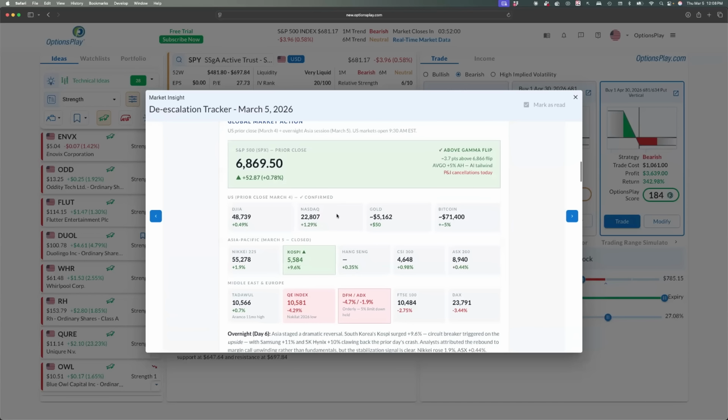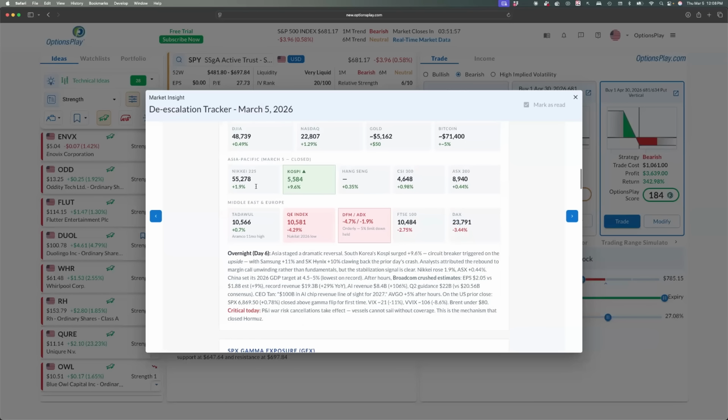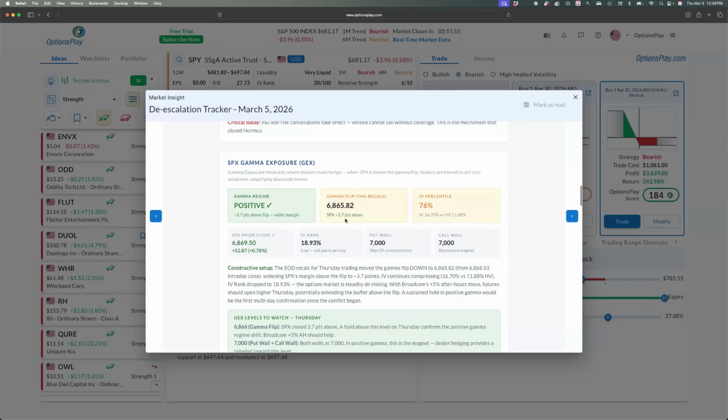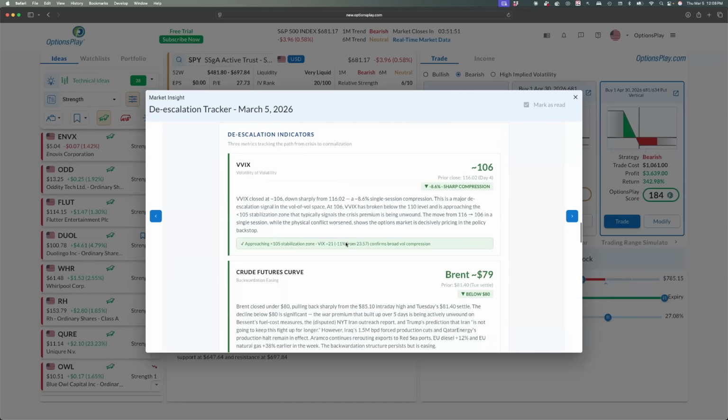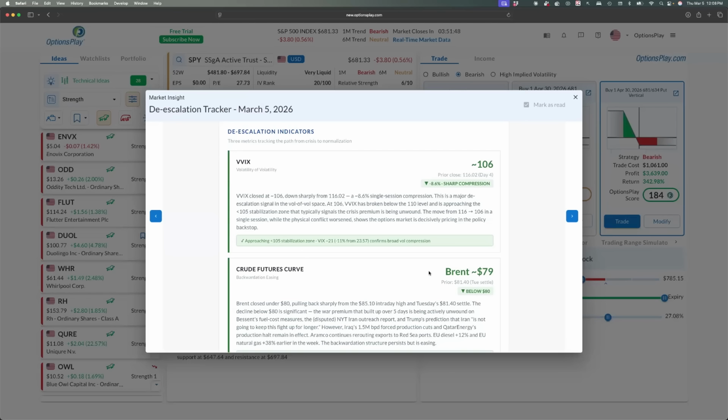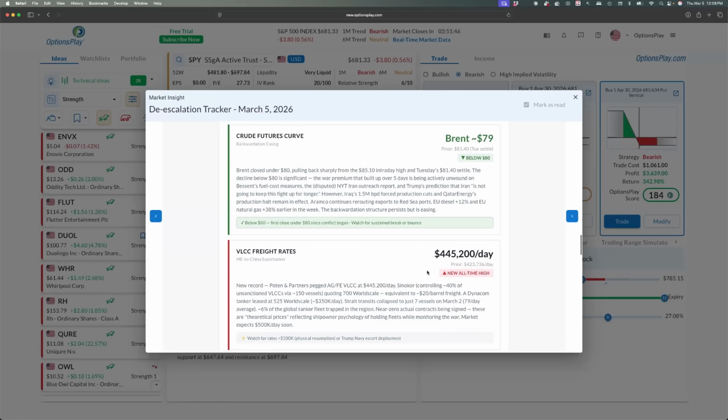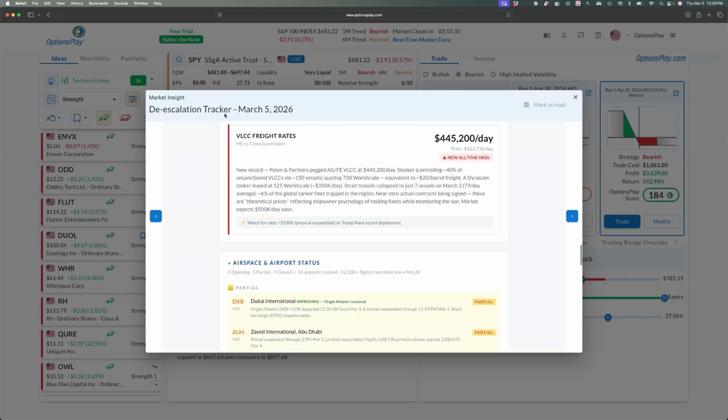It'll give you an overview of what's currently going on with global markets in Asia and the Middle East. It'll give you gamma exposure in the S&P, and then looking at things like volatility, which is something we look at to gauge the hedging demand from investors in the options market, looking at crude futures and the backwardation of those contracts, looking at freight rates, the cost of moving goods through the Middle East.